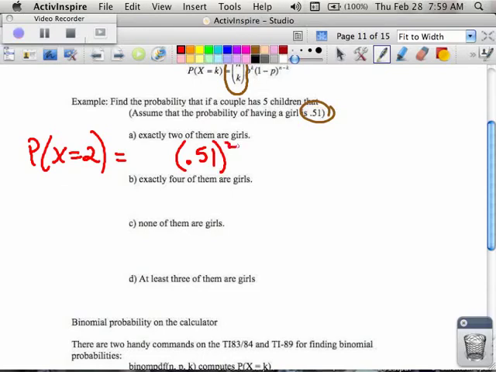And then if I fail, or I don't have a girl, which means I have a boy, that would be a 49% situation, and I know I would have to have 3 of those. And those 2 powers, or exponents, add up to 5, because I'm having 5 children. But the problem is that I could have many different arrangements of how I had those children. So the first part that we were talking about up here talks about how you would choose the ordering of those children. And that looks like this.